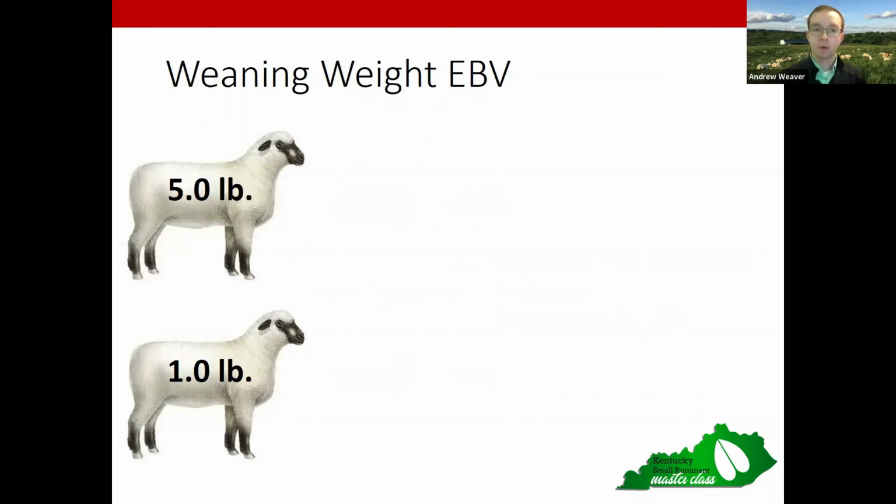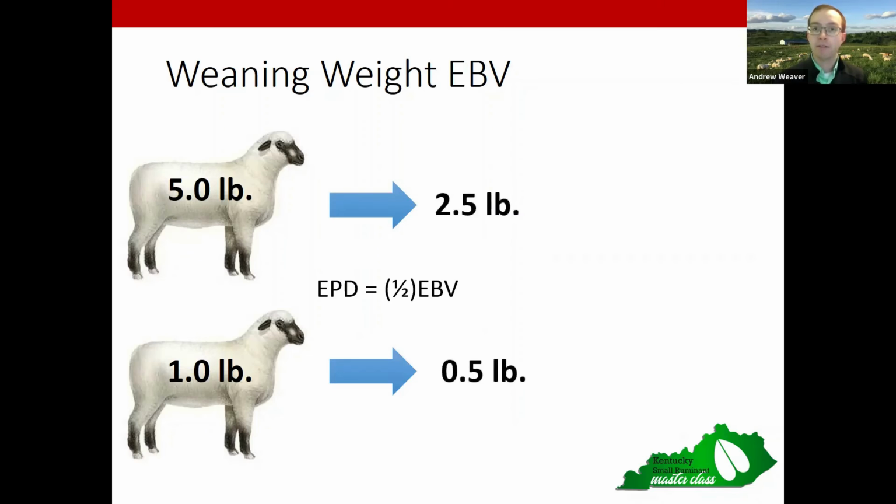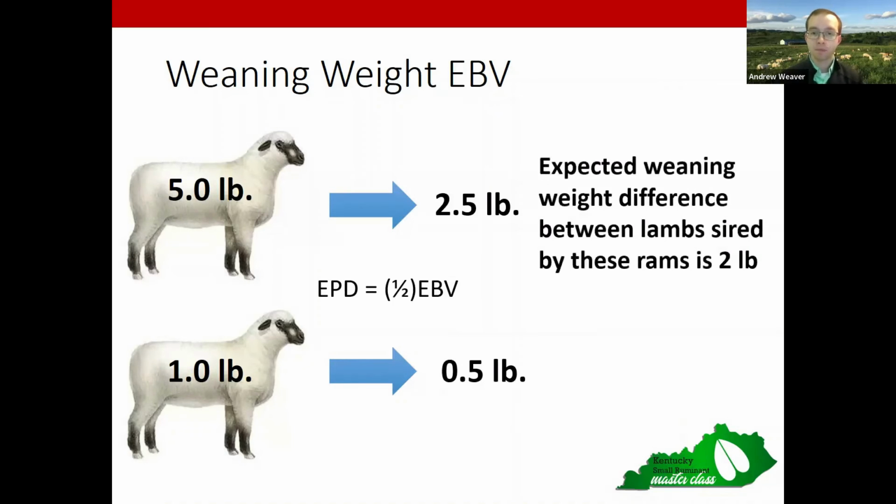What about a weaning weight example? In this example, the ram on the top has a weaning weight EBV of 5 pounds. The ram on the bottom has a weaning weight EBV of 1 pound. Each passes half of that genetic material onto their offspring. So if I were to use the ram on the top versus the ram on the bottom, those lambs would be expected to be about 2 pounds heavier, because the difference in the EPDs, the difference in the expected progeny differences, is 2 pounds. So these lambs on average will be about 2 pounds heavier.